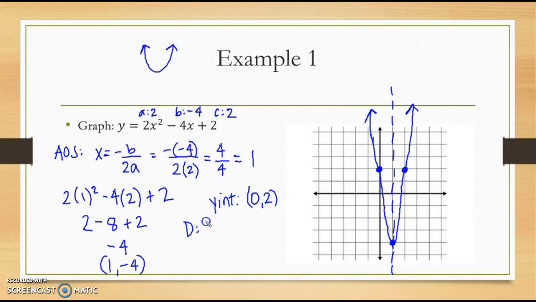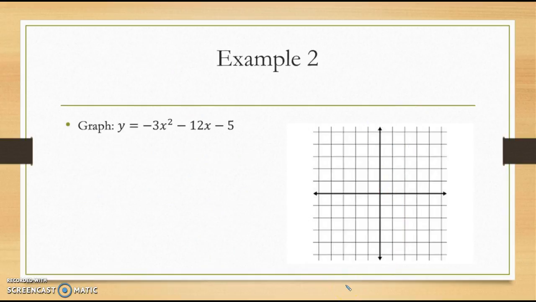Domain for every quadratic, all real numbers, every single time. The range, in this case, it's going up to infinity, so that always goes on the right-hand side. And the lowest point is at negative 4. And we put a bracket because we have a value there, not an asymptote.